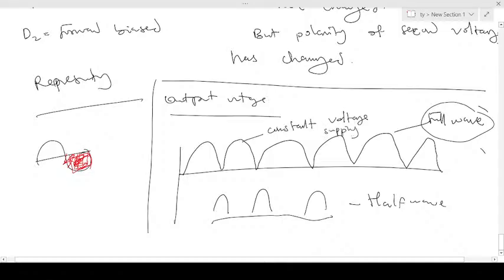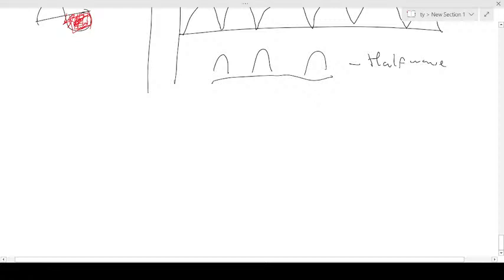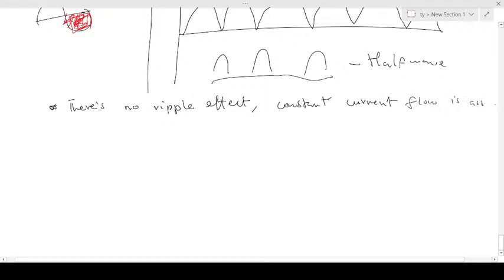Which not only reduces the ripple effect but causes voltage to always be supplied. So there's always a flow of current. There's no ripple effect. There's no stop. There's always a constant flow of voltage, since when one of them is forward biased, allowing current to flow, this one is reverse biased. When D2 is forward biased, allowing current to flow, D1 is reverse biased. And so since they are alternating, there's always something allowing current to flow.